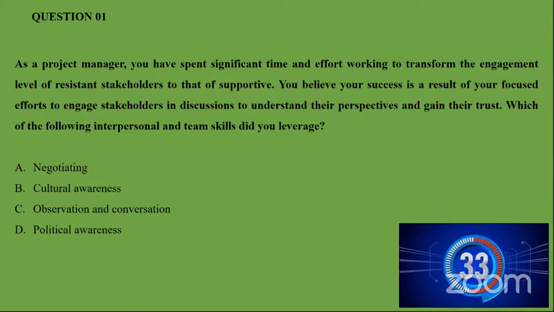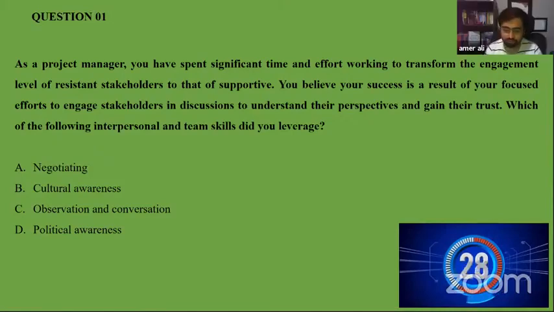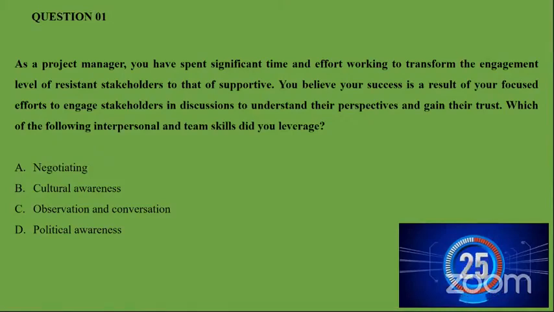So for me, in terms of team skills, we have negotiation, cultural awareness, observation and conversation, political awareness. Because you changed the resistance to the supportive, that is the main thing you did. So through negotiation, I will delete this elimination technique. Cultural awareness, there is nothing mentioned, so delete. Observation and conversation, political awareness. So I will go with C, observation and conversation.